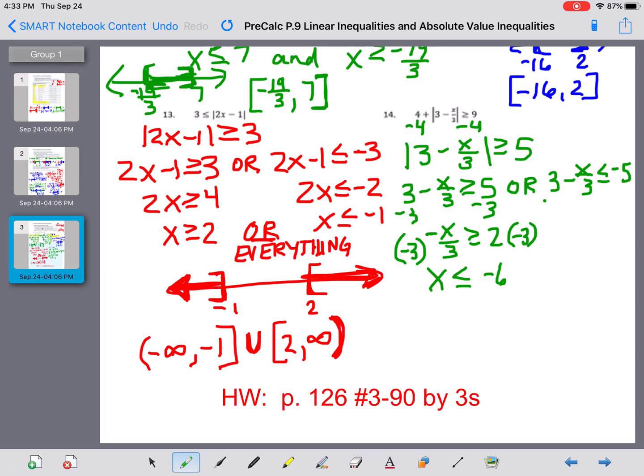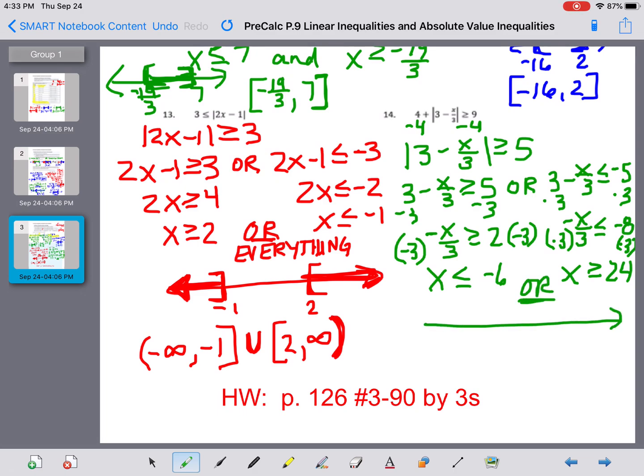So I get x less than or equal to negative 6. On the other side, subtracting 3. Negative x over 3 is less than or equal to negative 8. I multiply again by negative 3 on both sides. So once again, I flip my inequality sign. I get positive 24. Okay? I'm still in OR. Once I start an OR, I always stay in OR. So this is whatever comes up, everything I see.